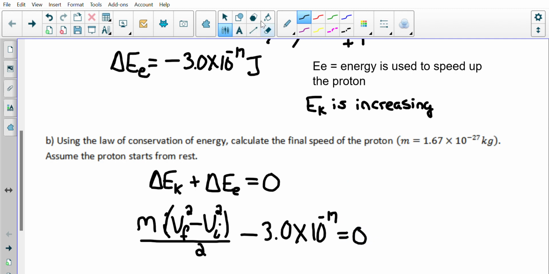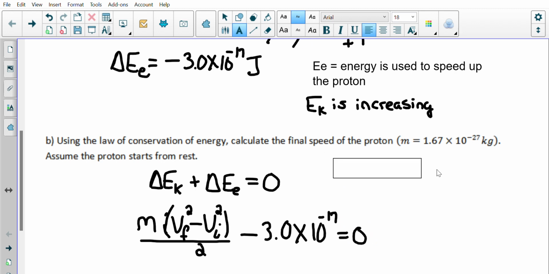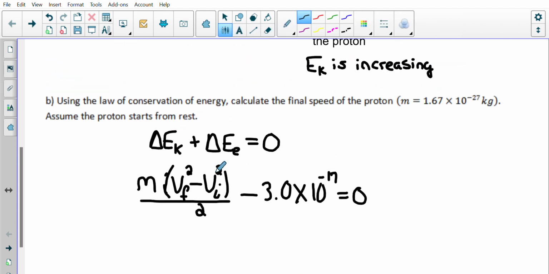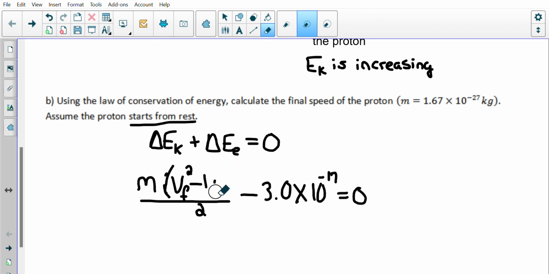Now the mass of a proton, we can look that up in the appendix. It's right there, 1.67 times 10 to the power of negative 27 kilograms. The other thing is that our initial velocity starts from rest, so right here it is 0. Because it's 0, I'm just going to get rid of it, and so all we have now is our final velocity.